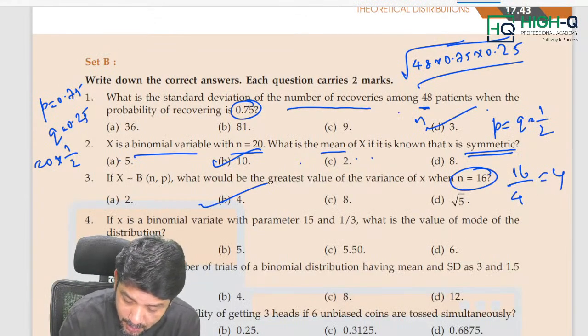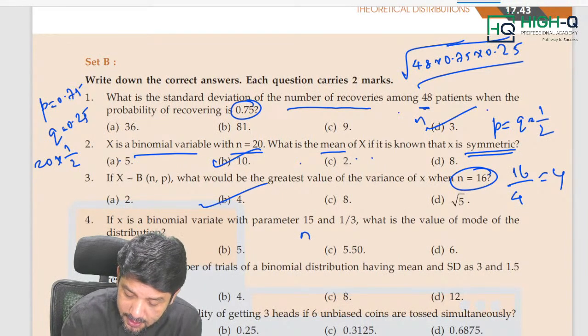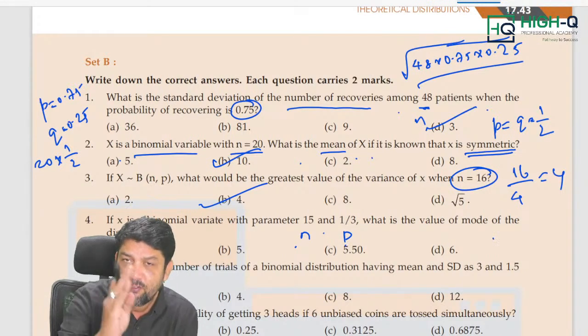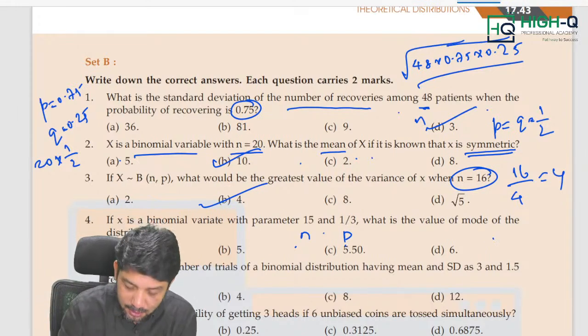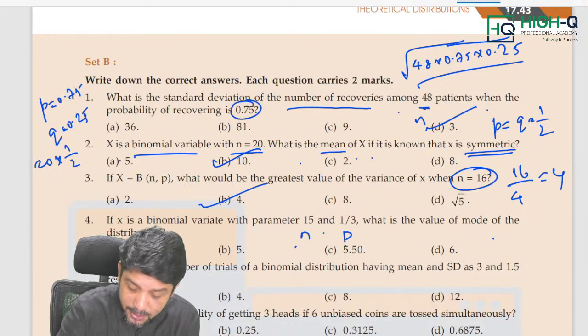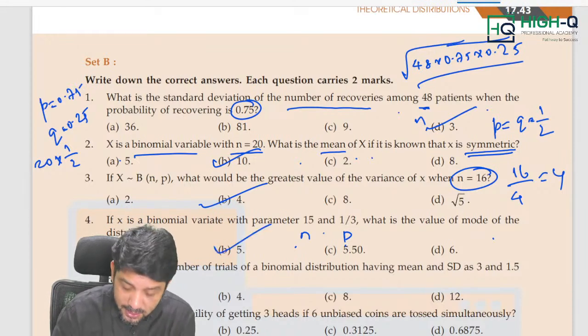Now, parameters. The meaning of parameter is n and p. So, n is given as 15, p is given as 1 by 3. What is the value of the mode? Sir, (15 plus 1) into 1 by 3, that is 16 by 3, sir, 5.33. It is a decimal number, sir. Therefore, it is unimodal, sir. Answer is 5, my dear.